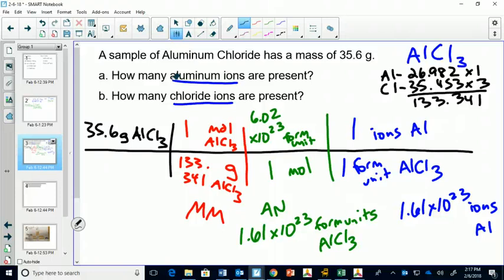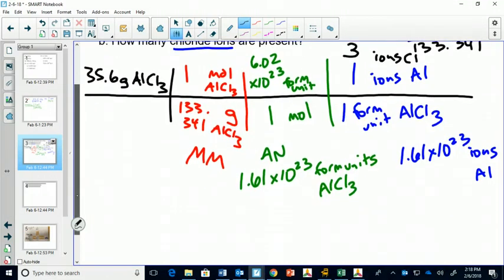Yes, so let's make that change now. If I have 1 formula of aluminum chloride, how many ions of chlorine do I have? I've got 3. So therefore, I will simply multiply that number times 3. And that will tell me the chlorine ions. So if you take that, my textbook says 4.83. That sounds right to me. 4.83 times 10 to the 23 ions of chlorine.